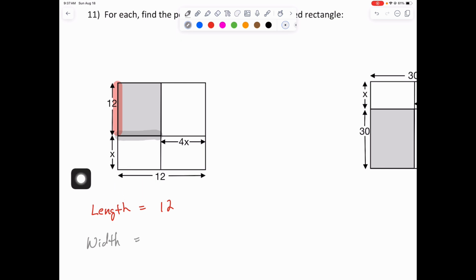However, it is giving us a couple bits of information. It's giving us that the entirety of this is 12. But it's also giving us a portion of our, I guess, middle line here of 4x. I'm going to highlight that in green. All right. So our width is basically 12 minus 4x.